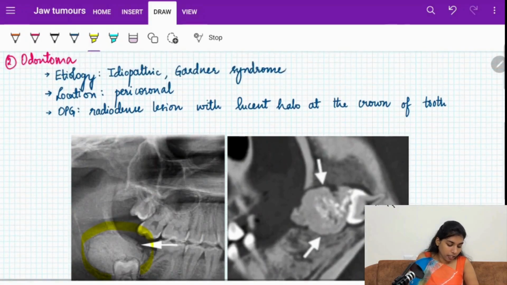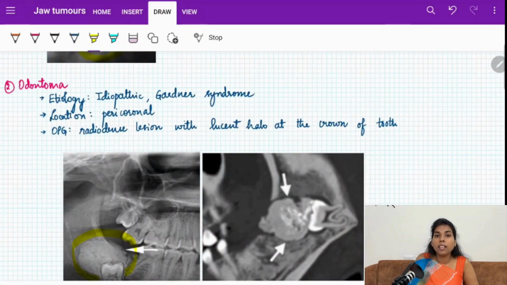And if there are multiple odontomas, you should always suspect Gardner's syndrome. Gardner syndrome is associated with familial adenomatous polyposis, the colon polyposis syndromes, right? FAP.